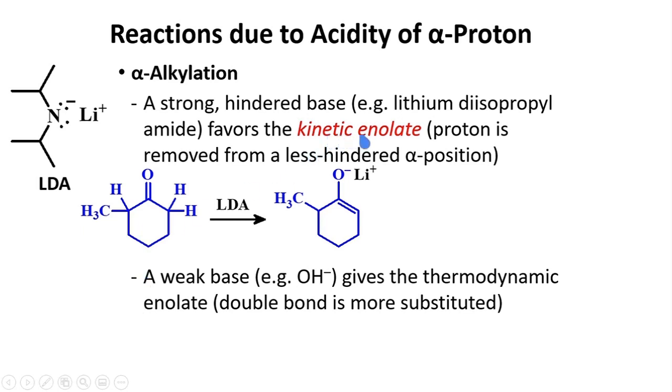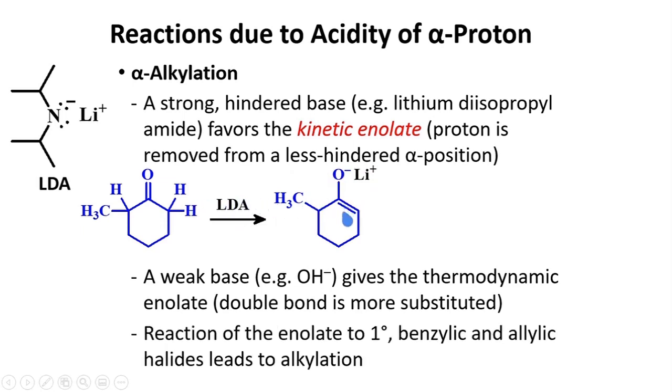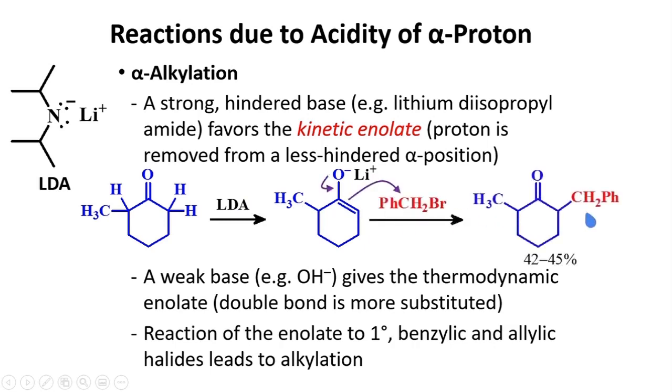A kinetic enolate is different. The proton is removed from a less hindered alpha position, here. Once this is formed, you can mix it with primary, benzylic, and allylic halides to enable alkylation.